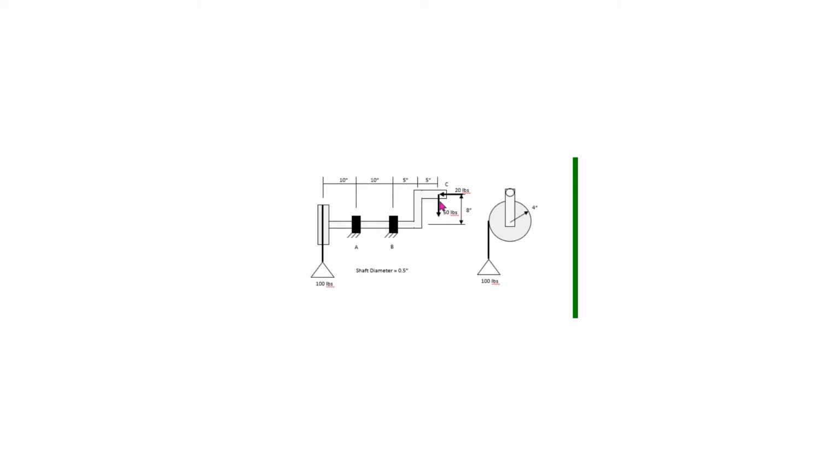There's also a 50-pound load in the vertical direction and a 20-pound load in the horizontal direction applied to the end of the handle. We will analyze the system in the position shown. The dimensions are given in terms of inches. Bearings are located at A and B. Bearing A is a radial bearing and bearing B is a radial thrust bearing.